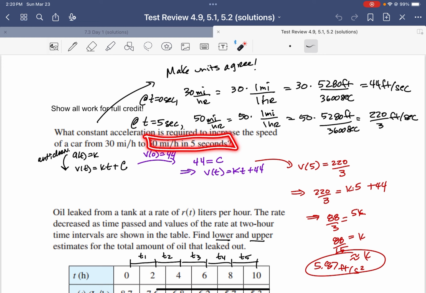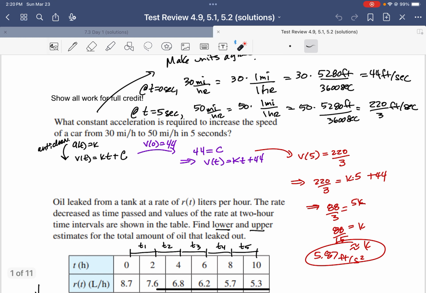Then after 5 seconds, we were going 50 miles per hour, which is 50 times 1 mile divided by 1 hour. 1 mile is 5,280 feet, 1 hour is 3,600 seconds. So that's 220 divided by 3 feet per second. So if acceleration is constant, then that's the k that we need.